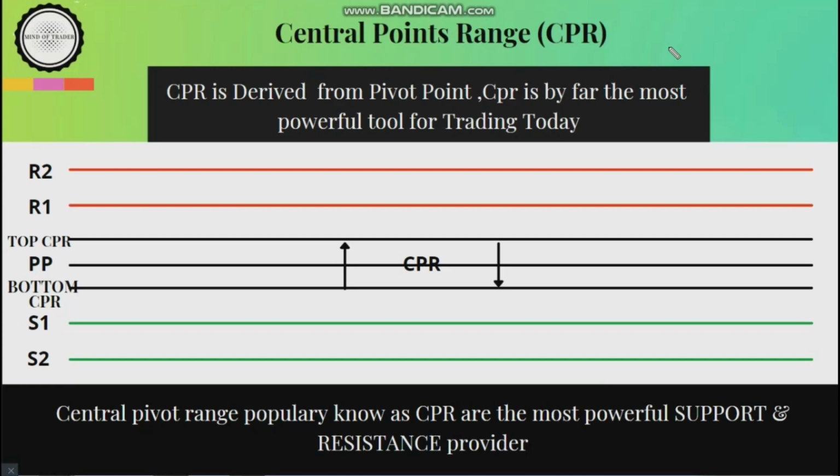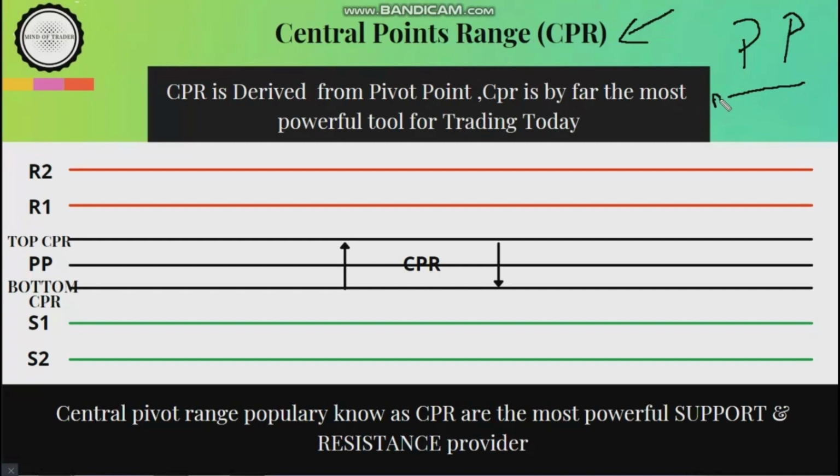So now with this we have come to one of the most important topics and one of my favorites, CPR, Central Pivot Range. So what is Central Pivot Range? CPR is derived from pivot point, and CPR is by far the most powerful tool for trading today. In our previous topic, we understood pivot points. So basically it is an extension of pivot points, the middle line in pivot point.